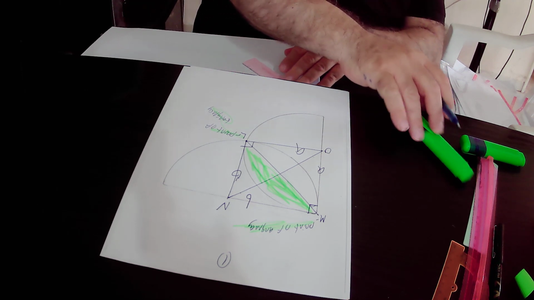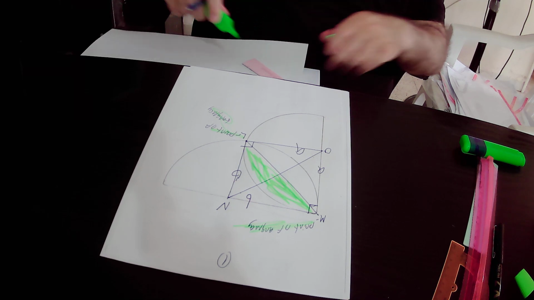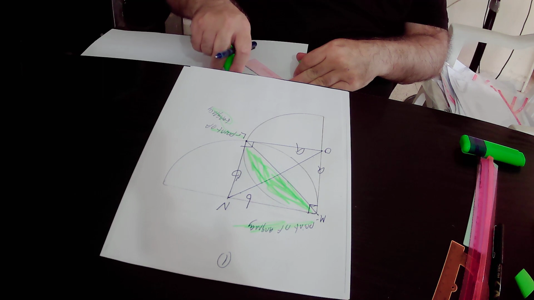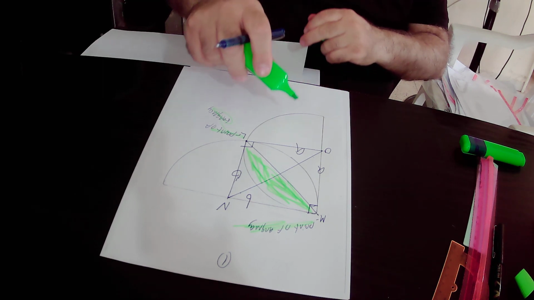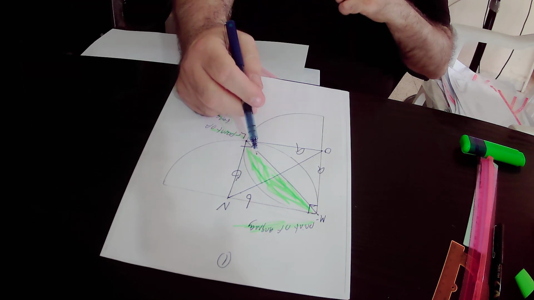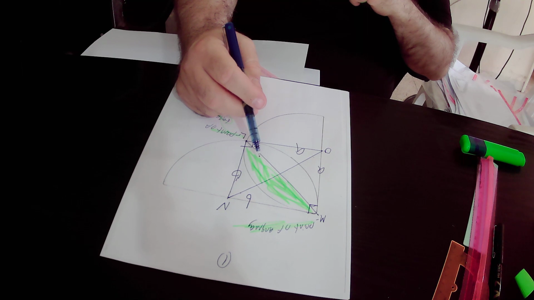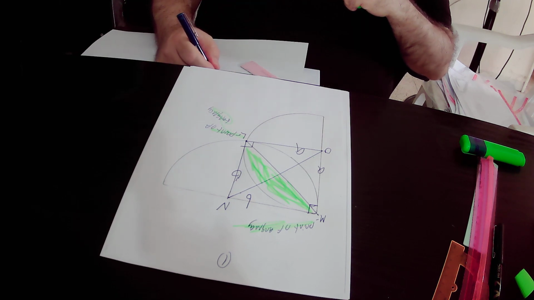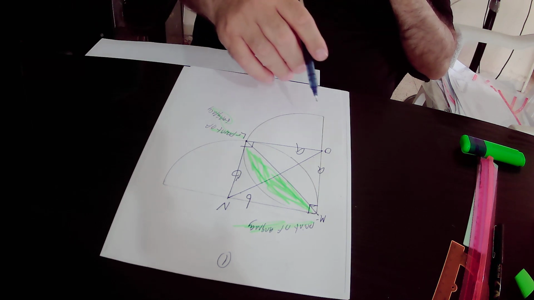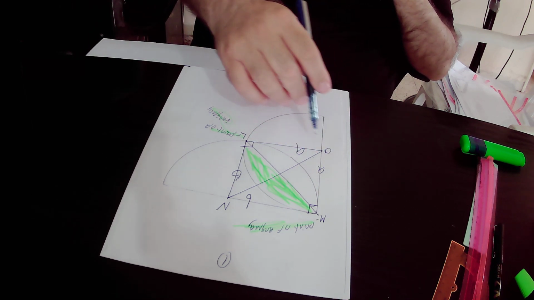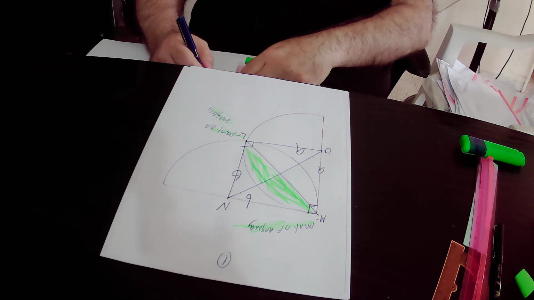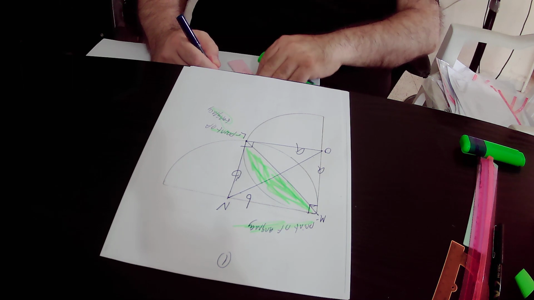The area of the green lens. As I already showed you how to find out the area of a circular segment, it is actually equal to the area of sector MOL, the area of this sector.